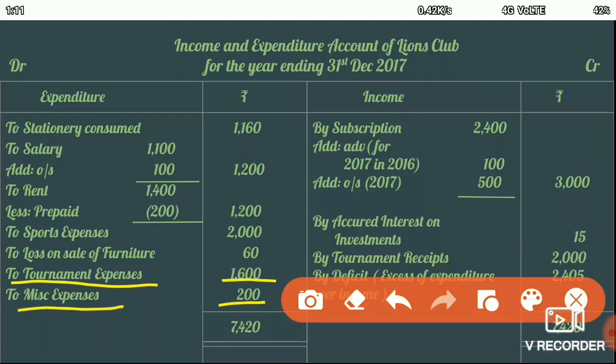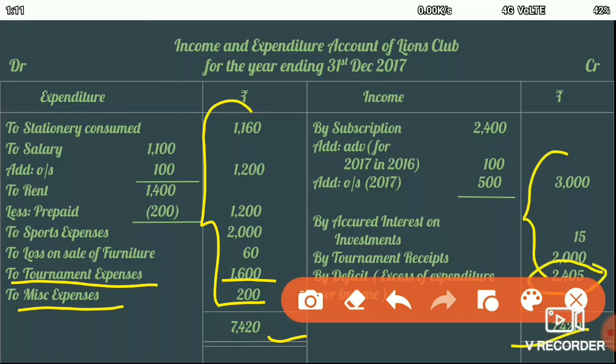So I've taken all the expenditures and all the incomes, and if I total the expenditures, I get 7,420, and if I deduct the total income from the expenditure, I get a difference of 2,405, which is our deficit. So I hope you have understood how we have solved the question. The important thing which we should learn from this sum is related to adjustment of subscription, where the total members are given and their annual subscription is also provided. Then we should also learn how we have treated the item when the fund is less to cover the expense.